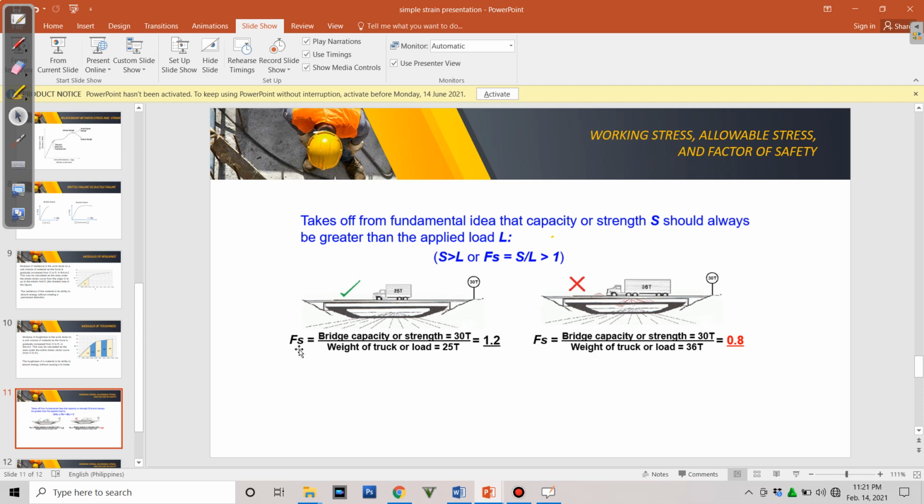From the word safety, it implies that the structure is still within its functionality. While in this right figure here, the weight of the truck passing, which is 36 tons, exceeds the capacity of the bridge. Now, this has an X mark because the factor of safety is below 1, meaning it is indicative of failure. Okay? That is all about factor of safety.